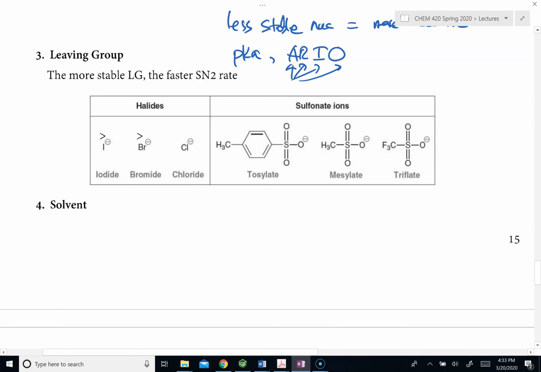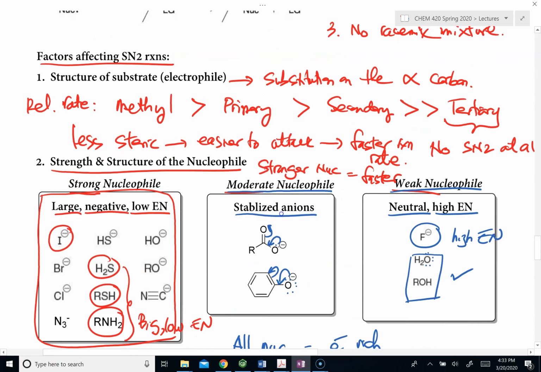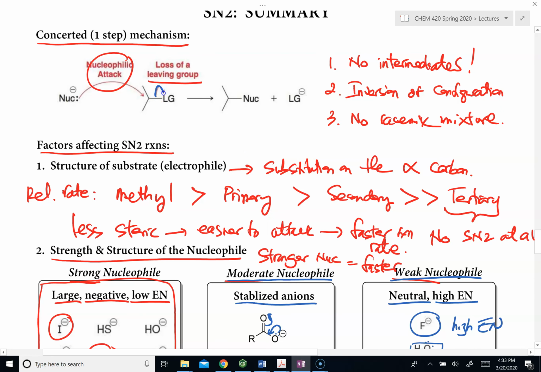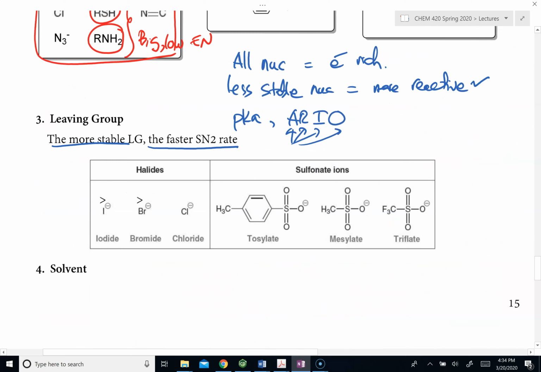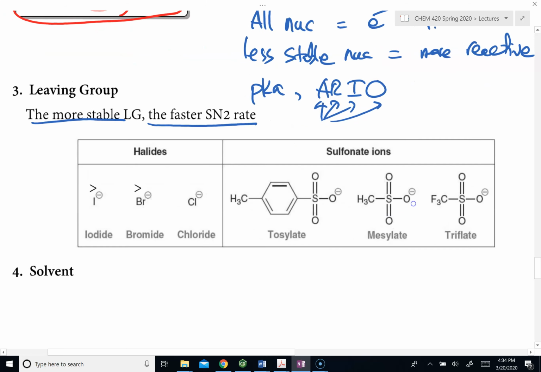And third, the effect of the leaving group. So the more stable the leaving group, the faster the SN2 reaction rate would be. Because in the SN2 mechanism, the leaving group is breaking apart from the reactant carbon and taking the electron with it. Therefore, the faster that the leaving group can leave, the faster the SN2 reaction rate would be. And in order for the leaving group to leave easily, when it leaves with the electron, it has to be stable. Therefore, the more stable it is, the faster the SN2 reaction rate.